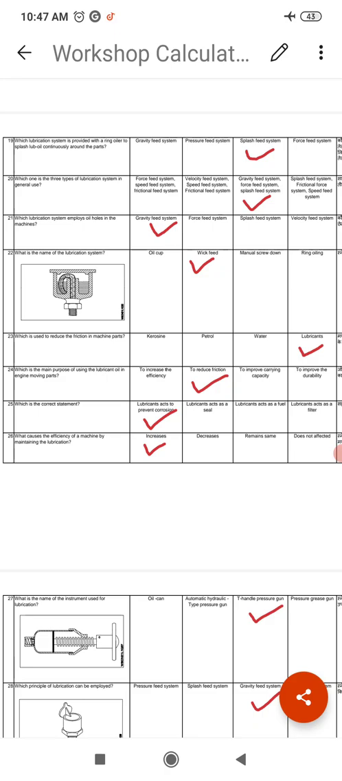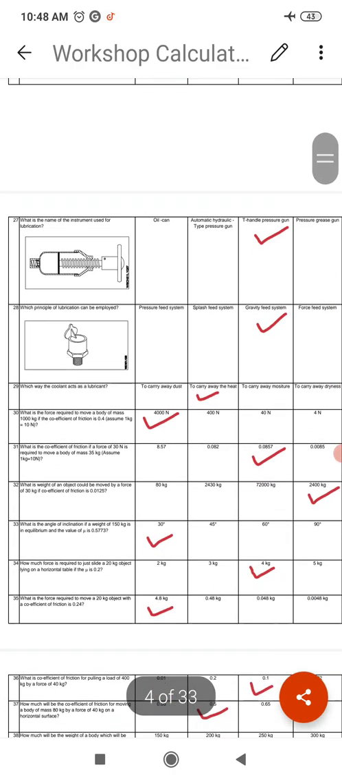Next one, what is the main purpose of using lubricant oil in engine moving parts? To reduce friction, option B. Next, which is the correct statement? Option A, lubricants act to prevent corrosion. Next, what happens to the efficiency of a machine by maintaining lubrication? It increases. Option A is the right answer.